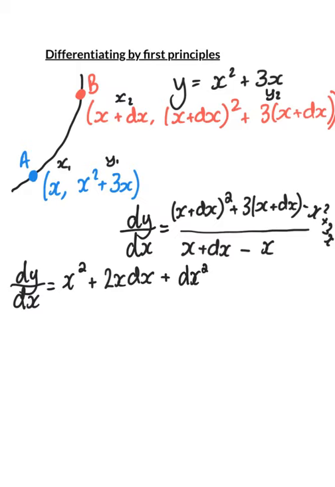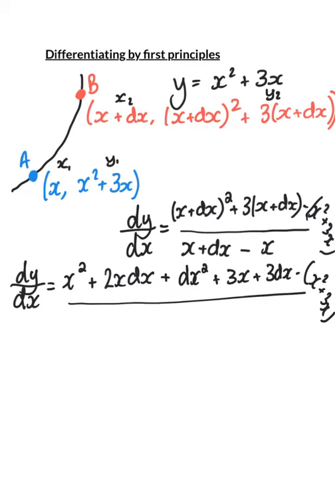And then I'm going to multiply this bracket out. So I've got 3 times x plus 3 times dx. And I'm subtracting all of this. Now I'm going to put that in brackets because otherwise you might think I'm adding the 3x, but actually I'm taking the whole lot of it away. So I'm taking away x squared plus 3x. I'm taking all of that away. And underneath I've got x plus dx minus x. So those x minus x can cancel each other out. And that just becomes dx.